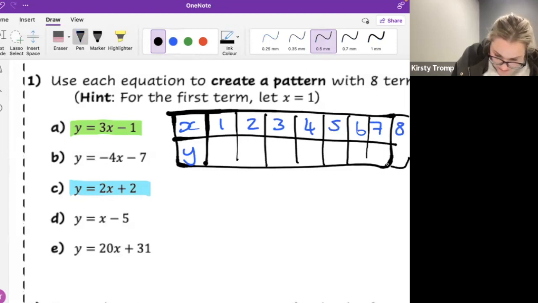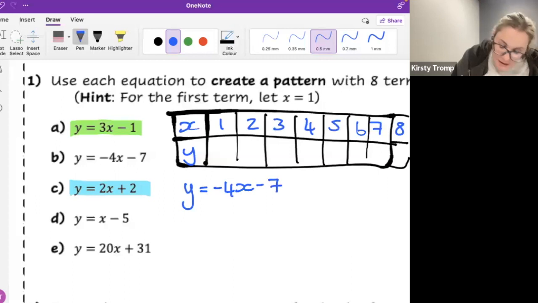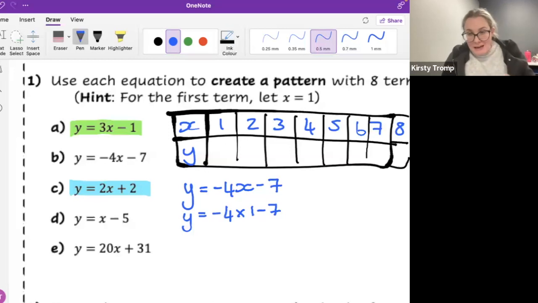Okay, happy, Grace? Are you good that I've drawn a table? Yes, Miss. Okay, so now, Grace, I've got y is equal to negative 4x minus 7. Happy that that's the sum? Yes. So I've got y is equal to negative 4 times 1 minus 7. Okay, so negative 4 times 1 is negative 4, and negative 4 minus 7. What's negative 4 minus 7, Grace?